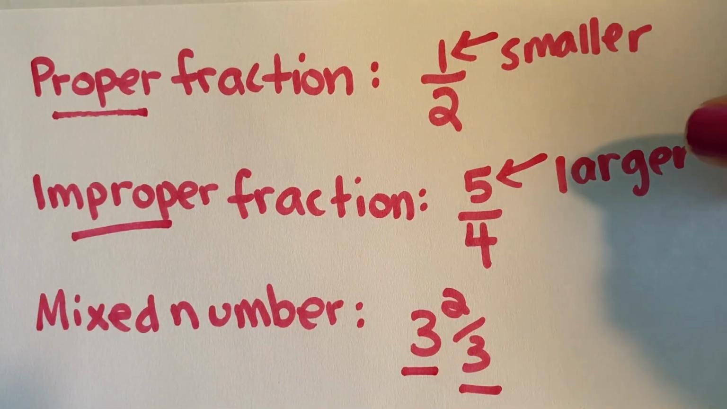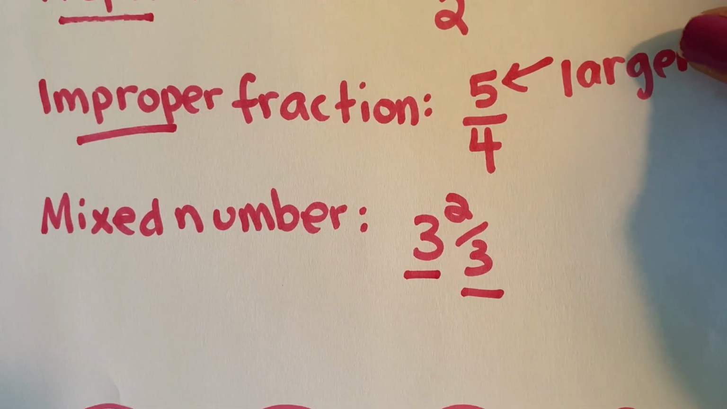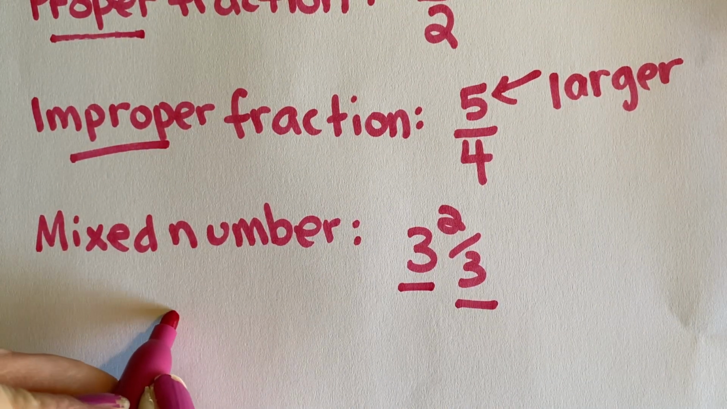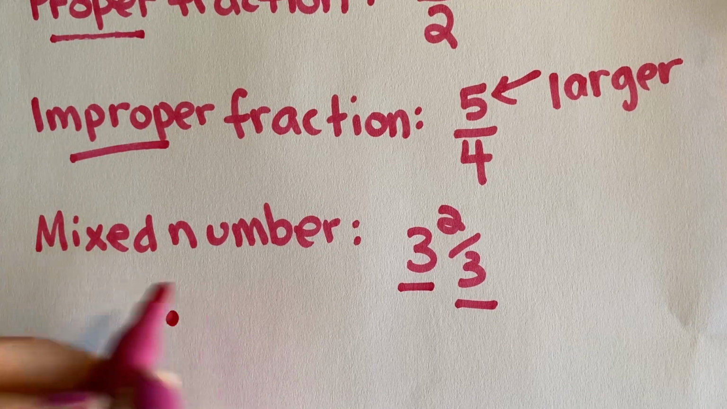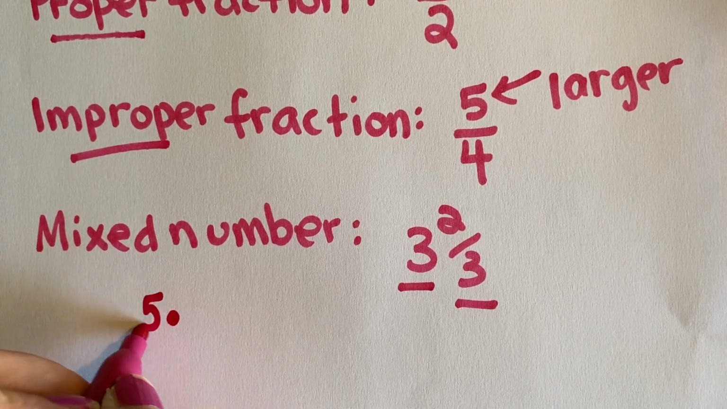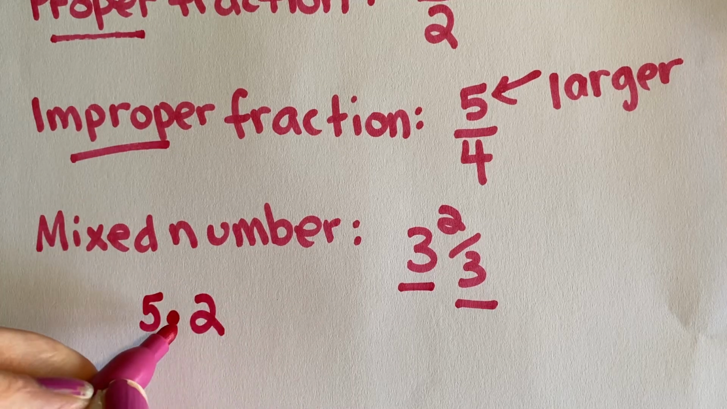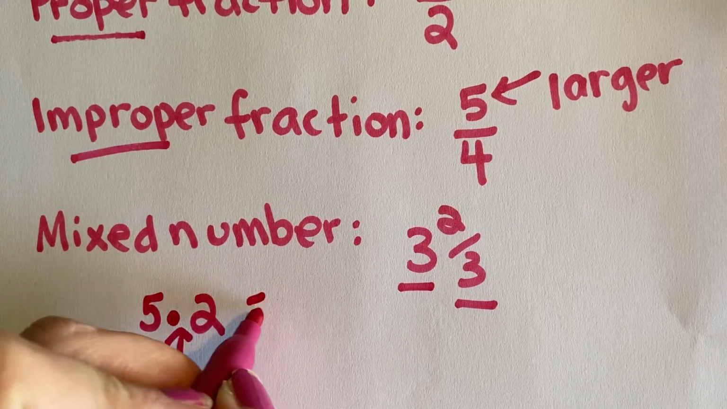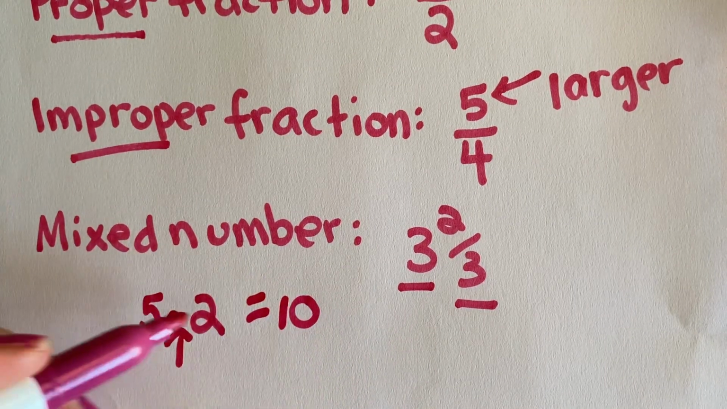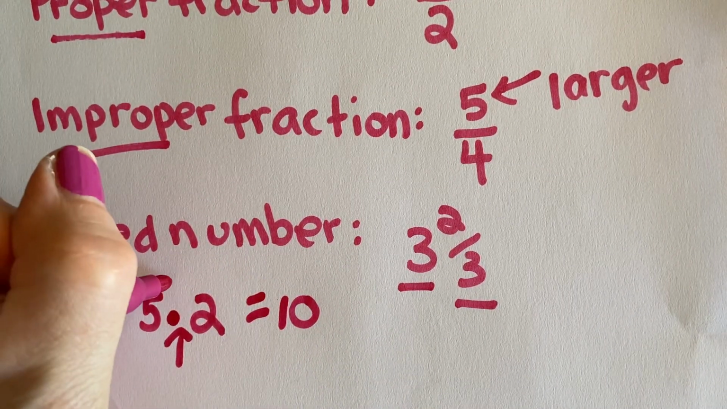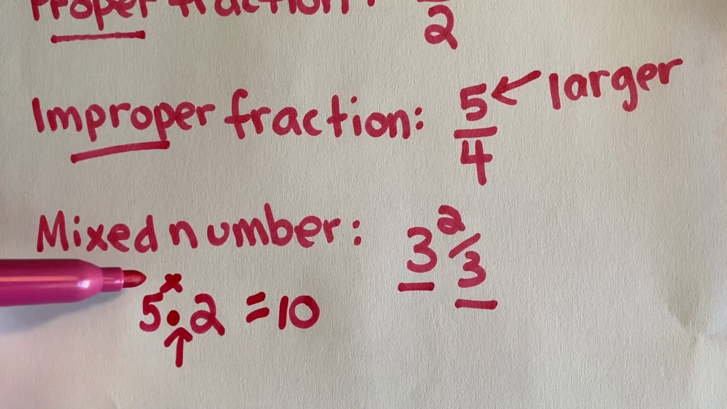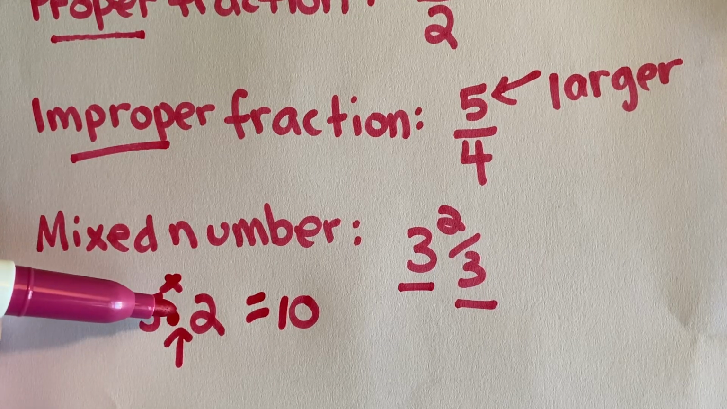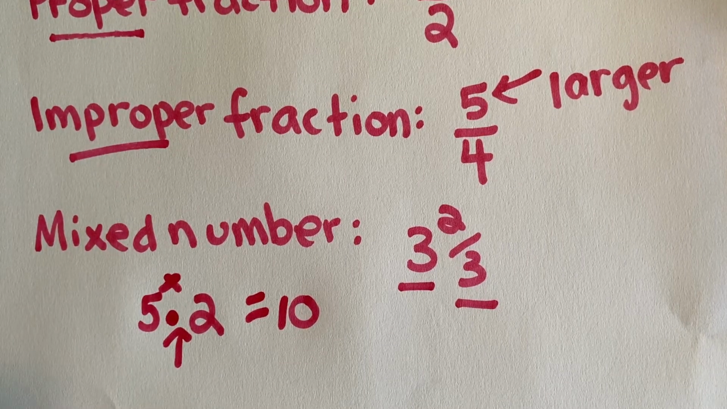One other thing I'm going to tell you before we do an example is in math, when you put a solid dot between two numbers, like let's say 5 and 2, that dot means multiply. 5 times 2 equals 10. So instead of using the X looking times sign, from here on out, we're going to use the dot. And I'll show you why when we do our first example.